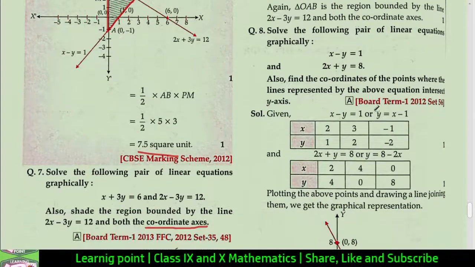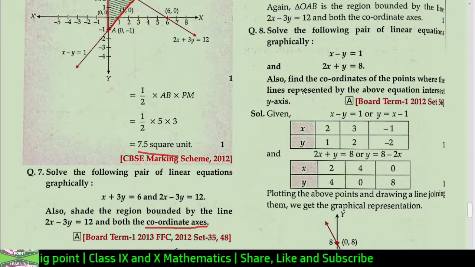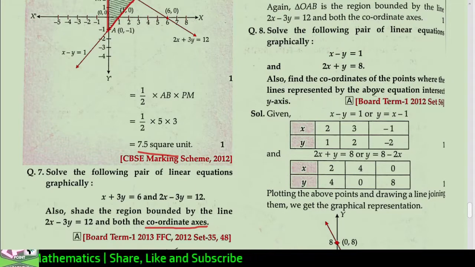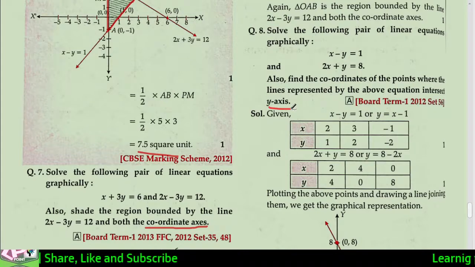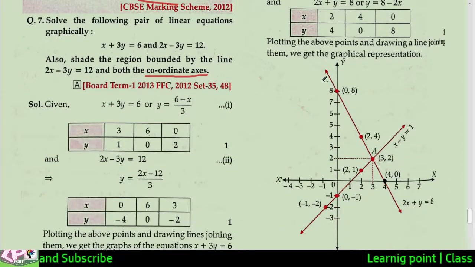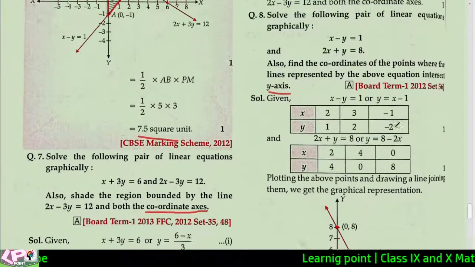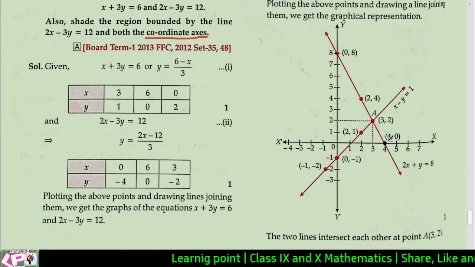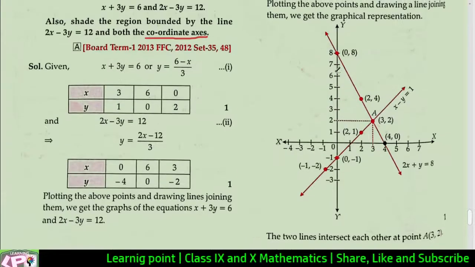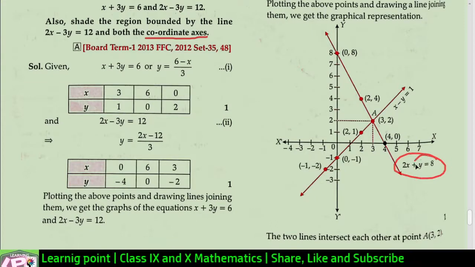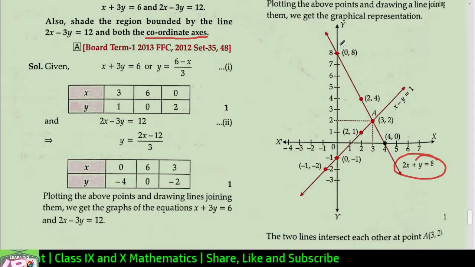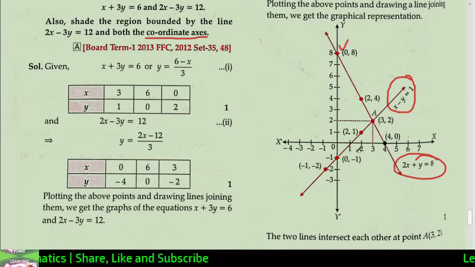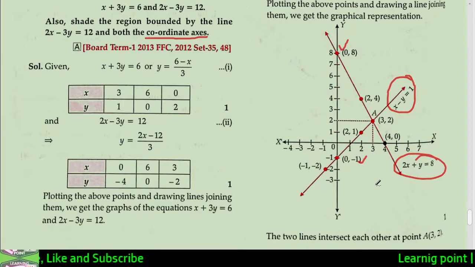Now question number 8, here the equations are directly given to you. Find the coordinates of the points where the lines represented by the above equations intersect the y-axis. So now look at here, these are the two graphs of the given two equations. You need to identify where they cut the x-axis, sorry, y-axis. The equation 2x plus y equal to 8 is going to cut the y-axis at 0 comma 8, and the second one, x minus y equal to 1, is going to cut the y-axis at 0 comma minus 1.